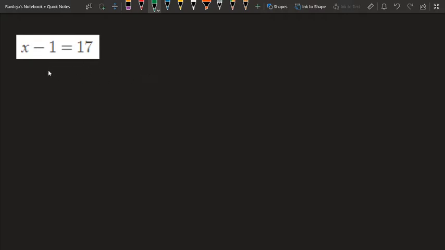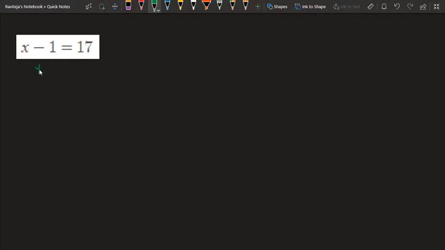Well, if we want x to be by itself, we need to get rid of this negative 1 somehow. And to do that, we essentially combine like terms, or we just cancel out this 1. And that's when you have to think, okay, how can I cancel out this negative 1 so I can isolate my x to then get my x value? Well, what plus negative 1 equals 0? And the answer to that is just positive 1.